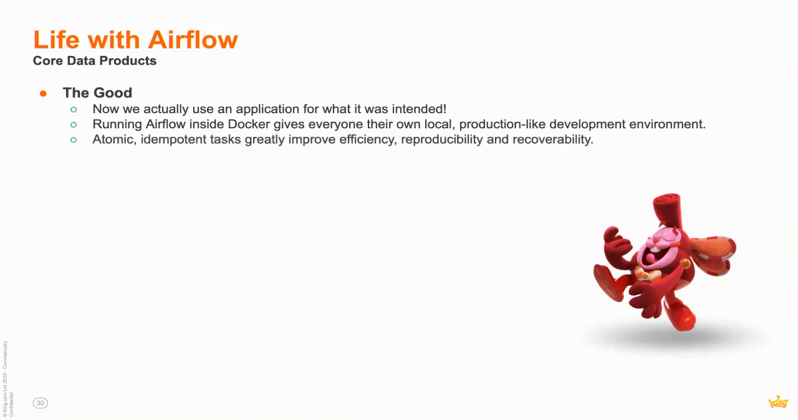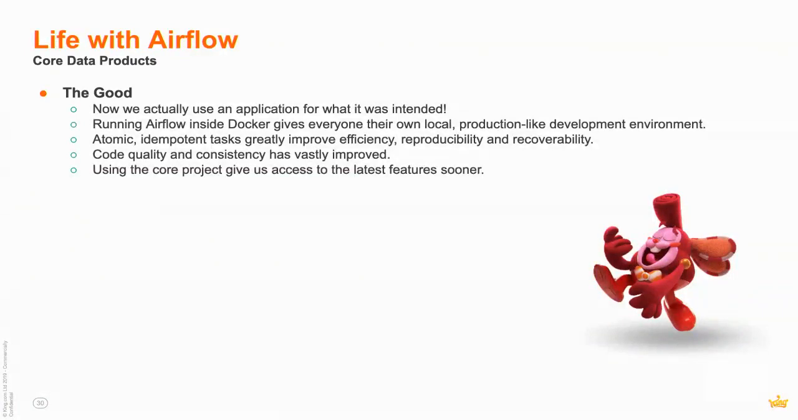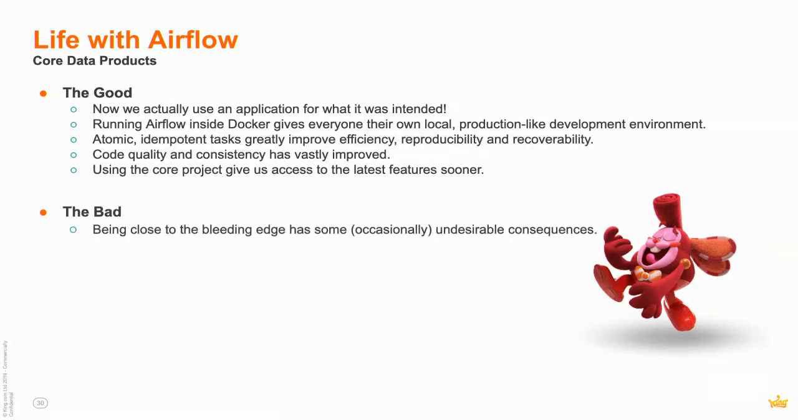Again, breaking out all of these big bash scripts into smaller tasks really helps to improve the overall efficiency, reproducibility and recoverability of our DAGs. And by bringing it all into Python, it's massively improved our overall quality of code and consistency across all these different pipelines. And of course, using the core project gives us access to some of these great new features sooner. However, of course, being close to that bleeding edge has some occasionally undesirable consequences. GCS hooks, anyone? Dataproc operators.